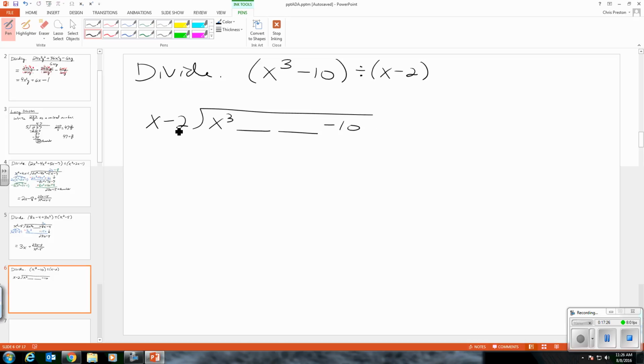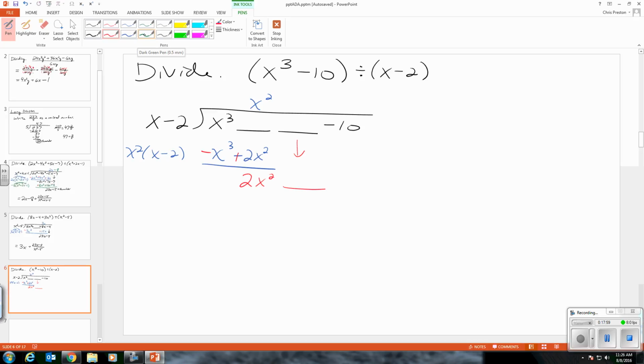So I'm going to ask myself, what do I multiply x by to get x cubed? And the answer is, I need an x squared. So x squared times x minus 2 is going to give me x cubed minus 2x squared. Then I'm going to change the signs. And so again, nothing here. I'm just going to drop this 2x squared down. And then if you want to, you can drop down the blank spot if you want. And then I'm going to start over.